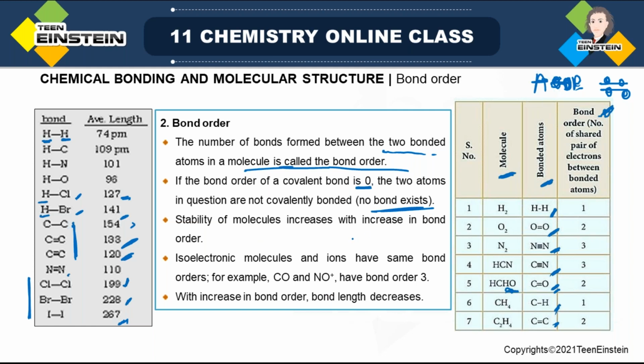Stability of molecules increases with increase in bond order. If bond order is very high, obviously stability is high. Just take the example of nitrogen. We know nitrogen is a very stable molecule, almost inert.